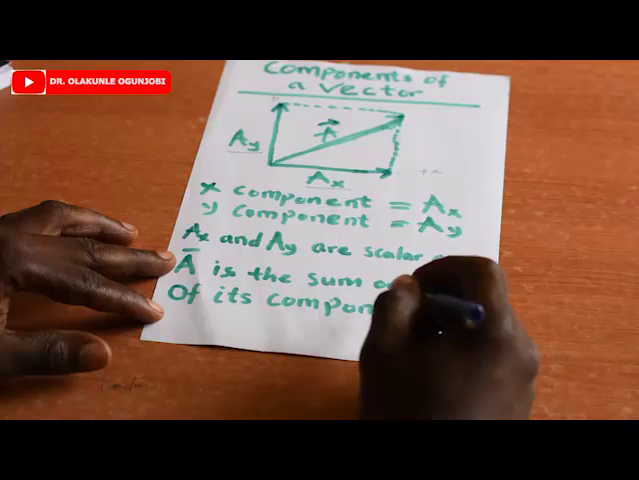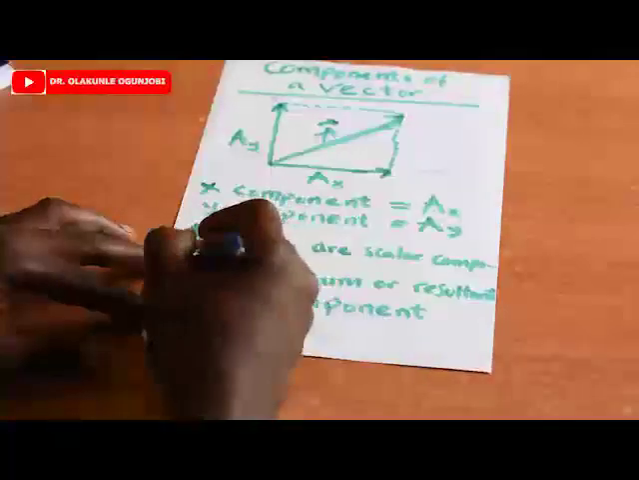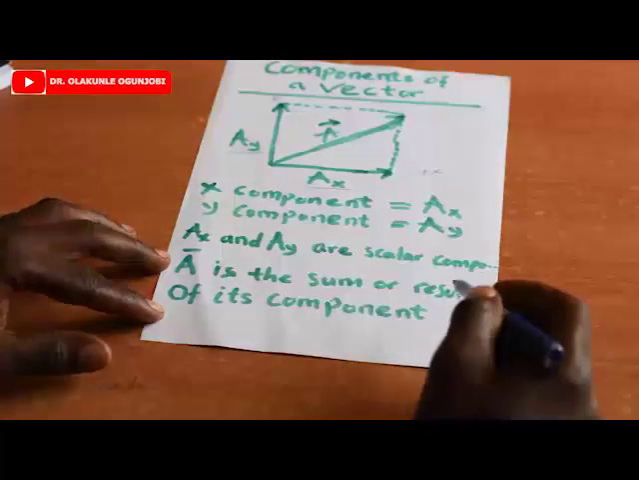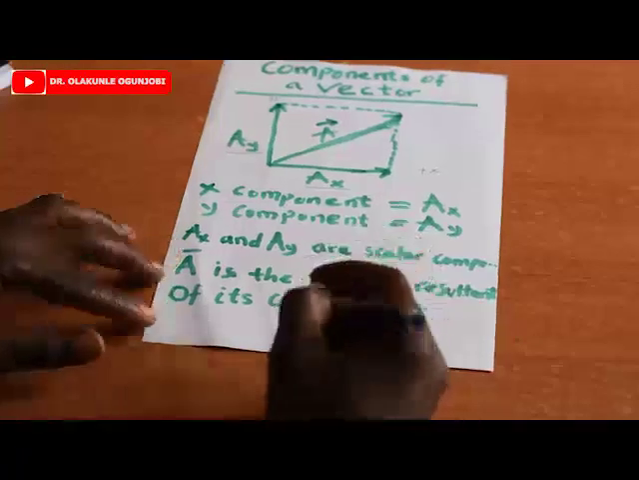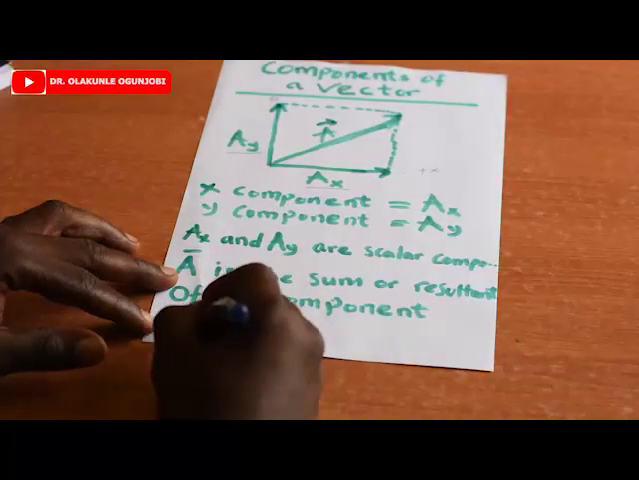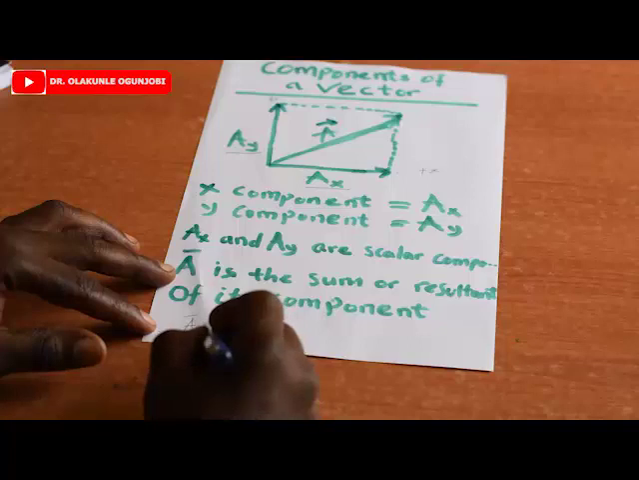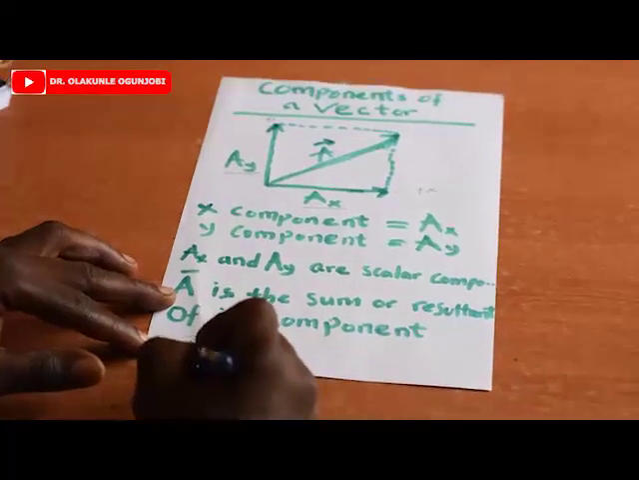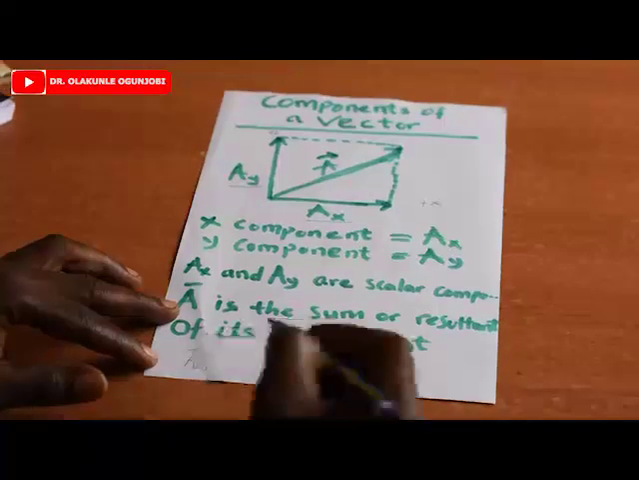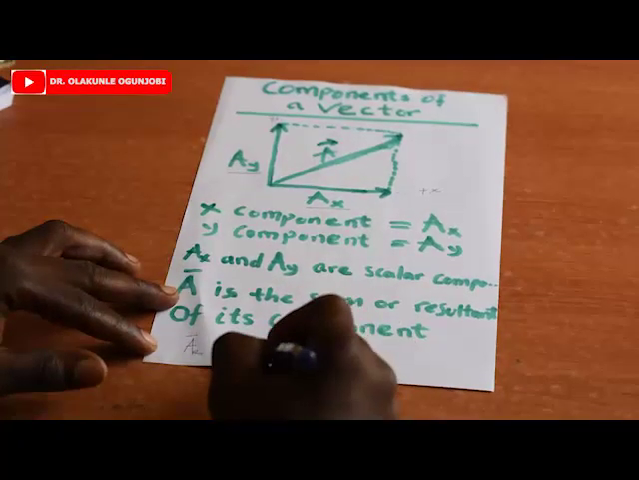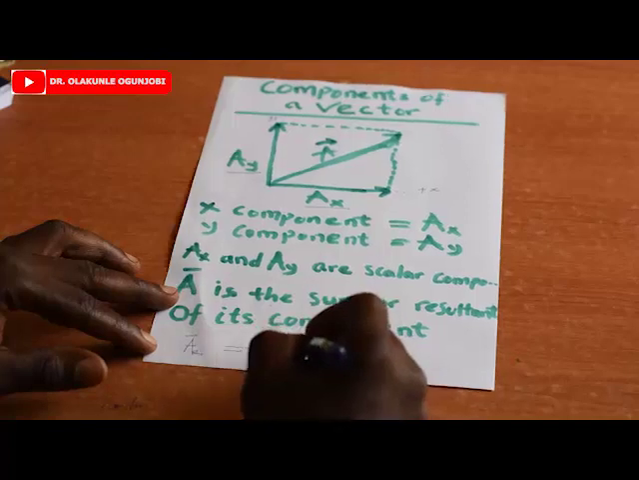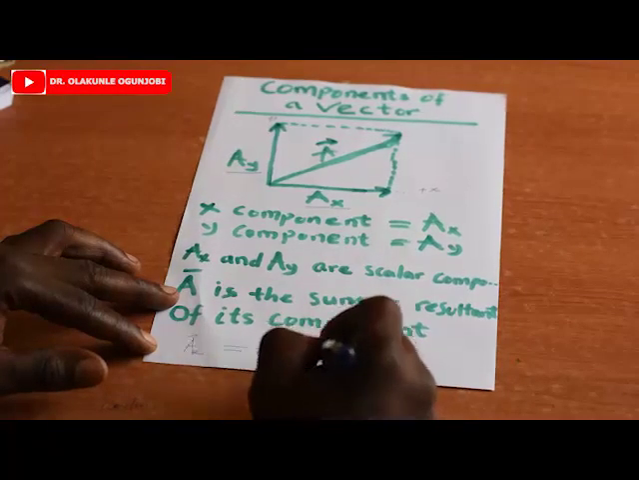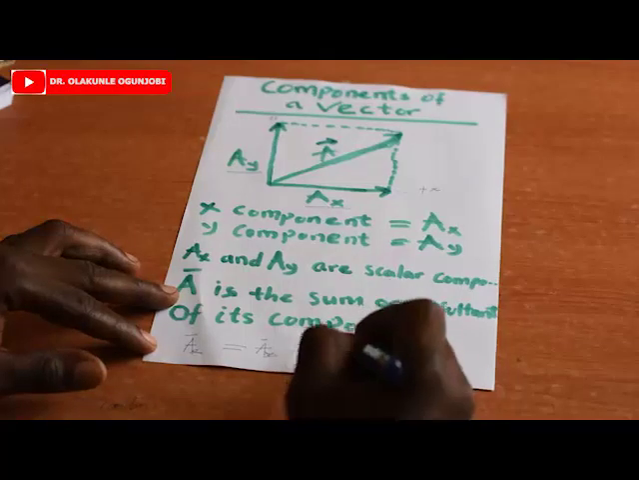The resultant vector, which is denoted as this, is the sum of the components. That is vector A, which is the resultant vector. You can call that one AR. In this case, the resultant vector will be the summation of vector Ax, this component along the x axis, and the component along the y axis.